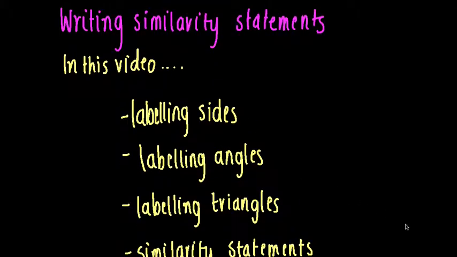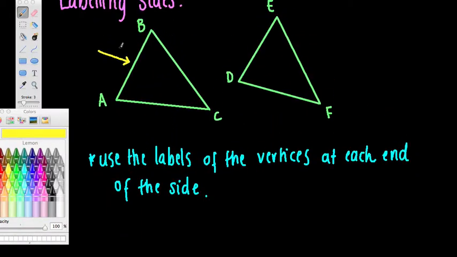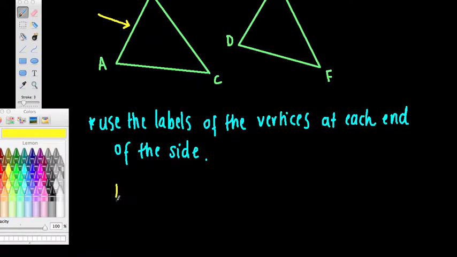Okay, so first of all we'll look at labeling sides. Now this is something that you would have done in the past. You would have done it quite a lot. So this is just a little reminder. If I wanted to talk about, say, this side here, instead of putting a symbol on it and calling it something, I use these letters here that are on either side of that side. So this side here I would call AB.